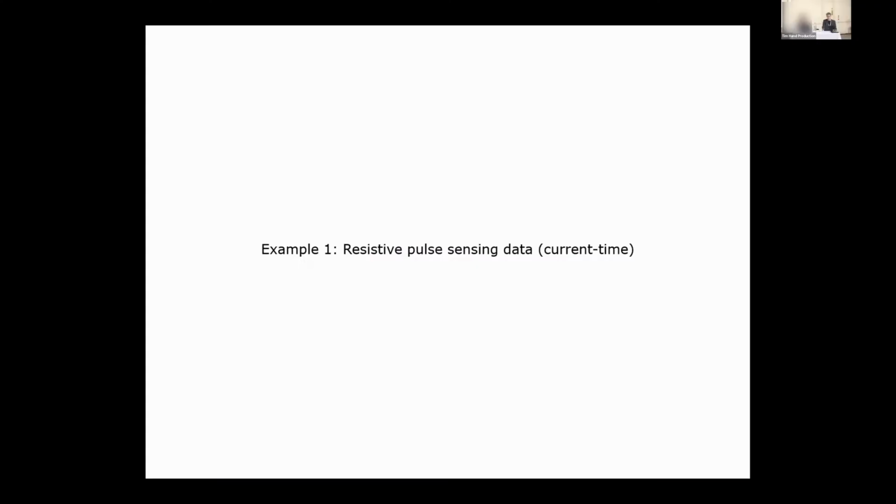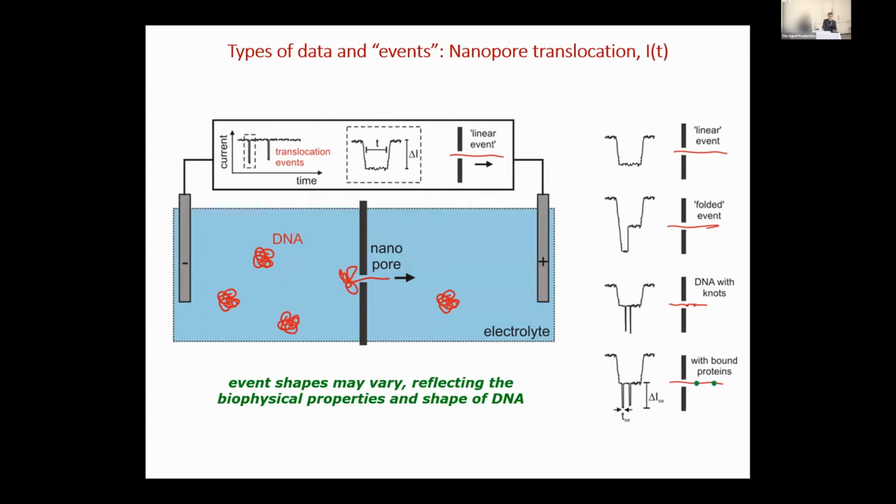So the first example is around resistive pulse sensing and single molecule detection. So this is current time data. What's a resistive pulse sensor? That's basically a liquid-filled cell, which is separated into two half cells using a thin membrane. And then there's a small pore here that connects these two half cells. And by small, I really mean it can be as small as 2 nanometers, or it can be as big as 200. We've got significant control over the size of this pore.